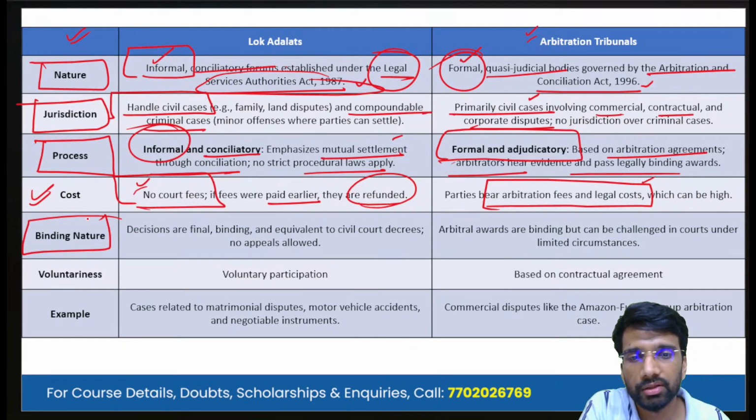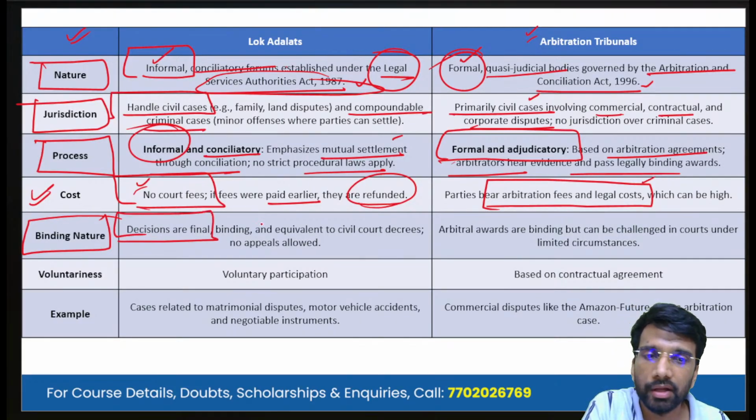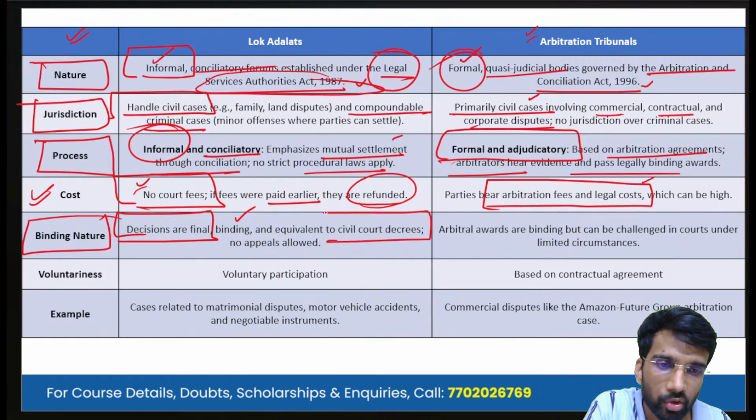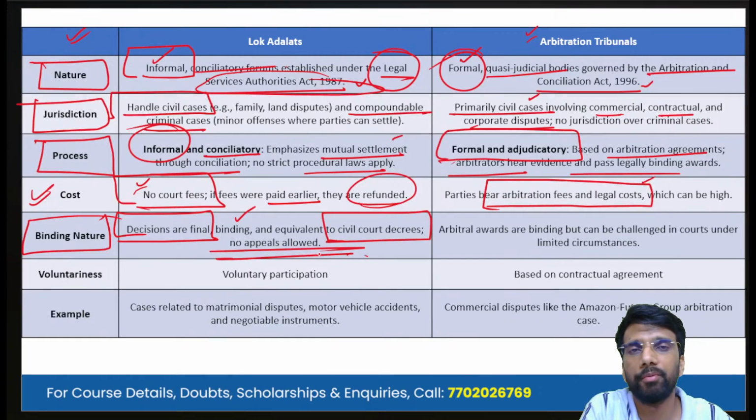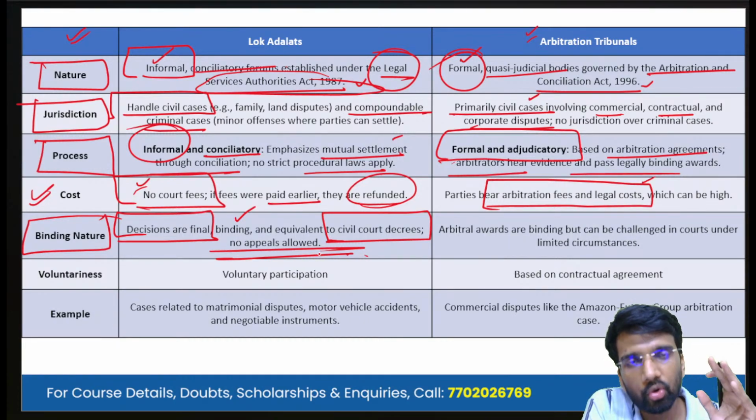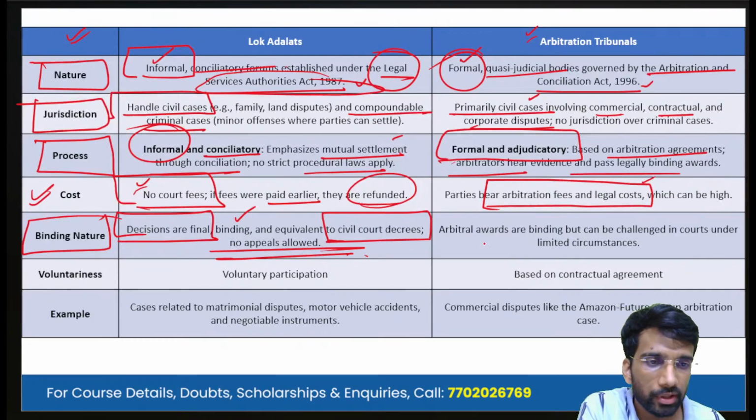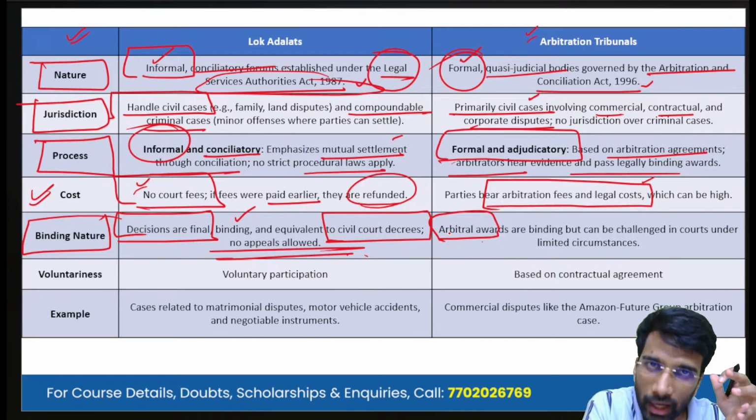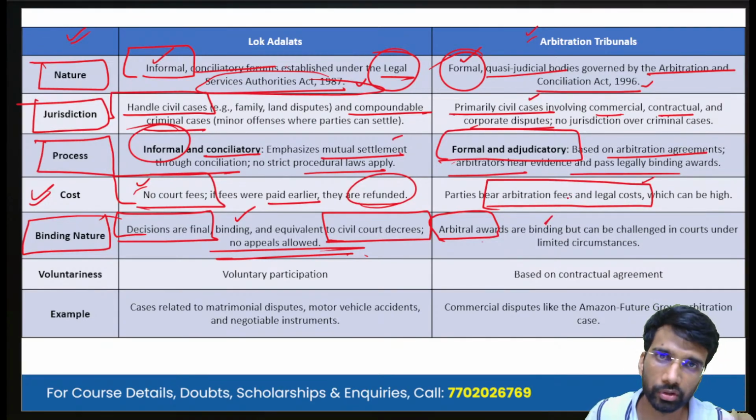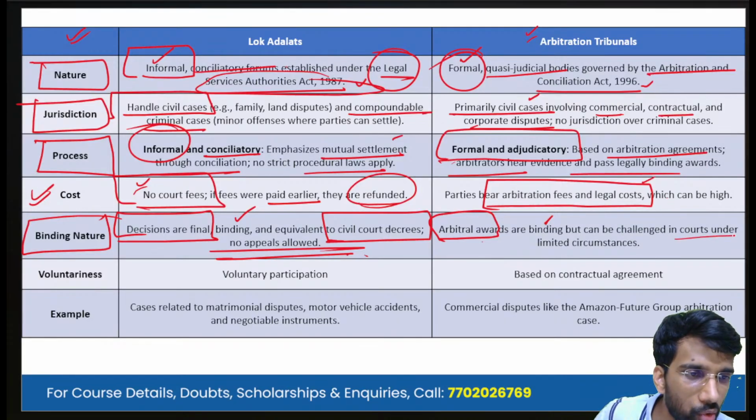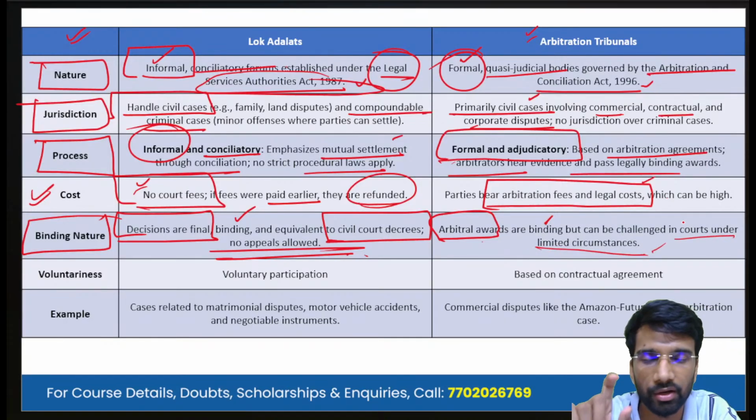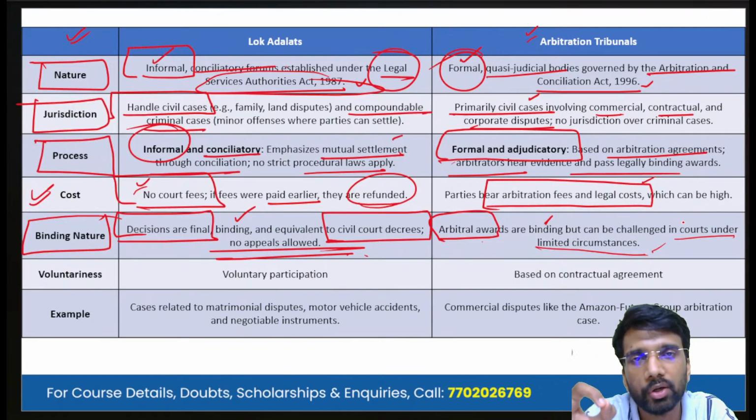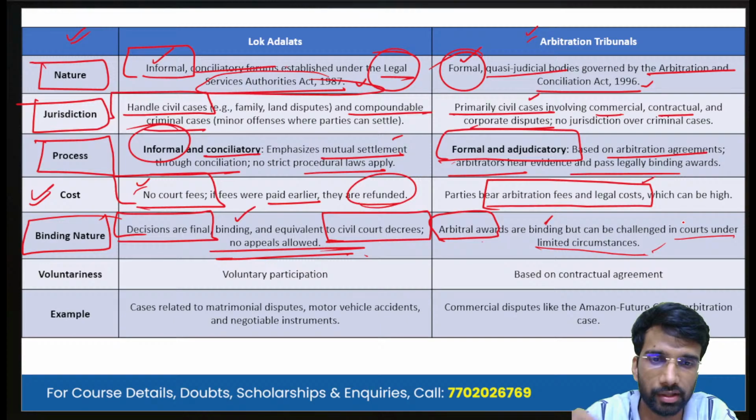The binding nature: the decisions of the Lok Adalats are final, they are binding and equivalent to civil court decrees, and no appeal is allowed. The decisions of the Lok Adalats are final and binding with no appeals allowed. Arbitration awards given by these arbitration tribunals, on the other hand, are binding. Both of them are binding, but these can be challenged in courts under limited circumstances. In Lok Adalats, they cannot be challenged in court, but in arbitration tribunals, the awards can be challenged in a court of law under limited circumstances.